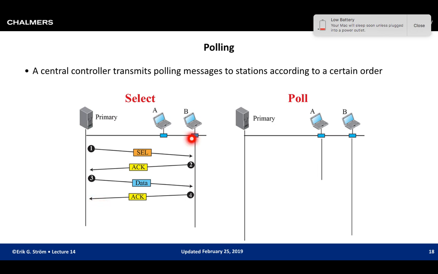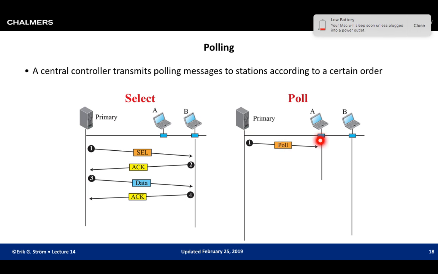Okay. So B here and A will know, by listening to the channel for their selection message, that they have data that they should get. So this is roughly how LTE works, where the base station pings the mobile and says, okay, I have some data for you, are you ready to receive this? And then the station says, yeah, I'm ready, and then the data comes.